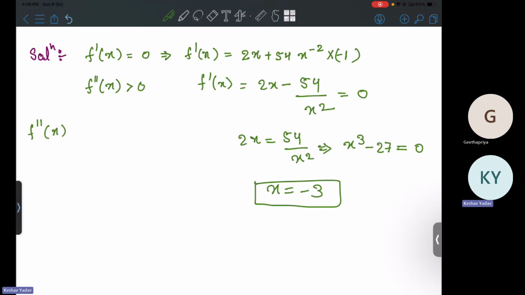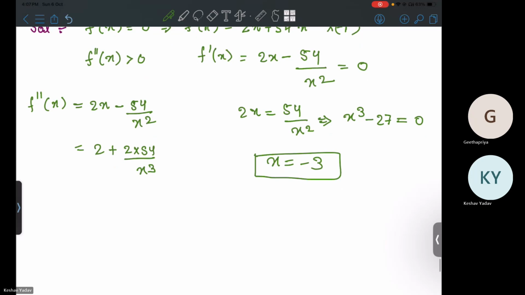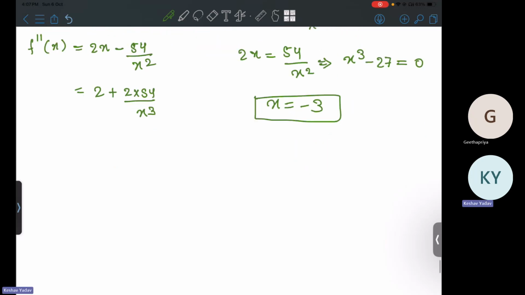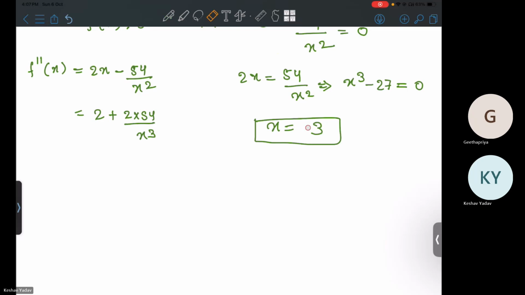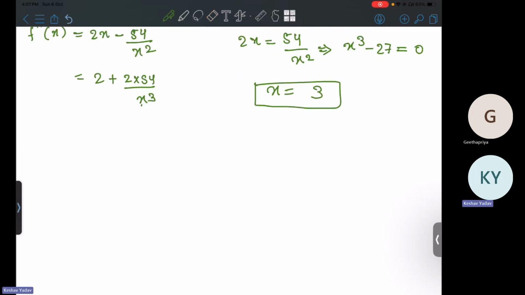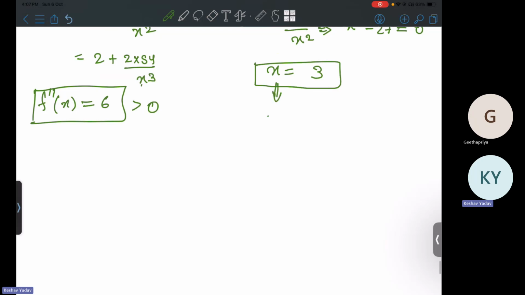F double prime of x will be 2 minus, this will be plus, 2 multiplied by 54 divided by x cube. With x equal to 3, x cube is 27. If you put this, it leads to 2 plus 4, which is 6. So f double prime equals 6, which is a positive number. It means that at x equal to 3, f will have a minima.